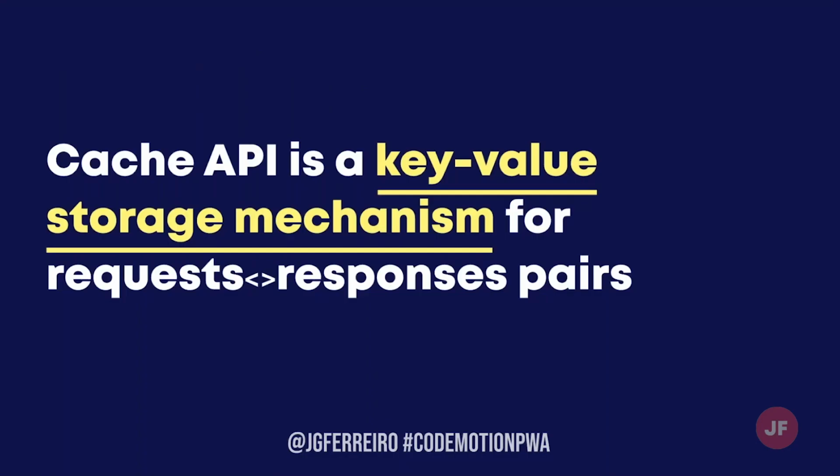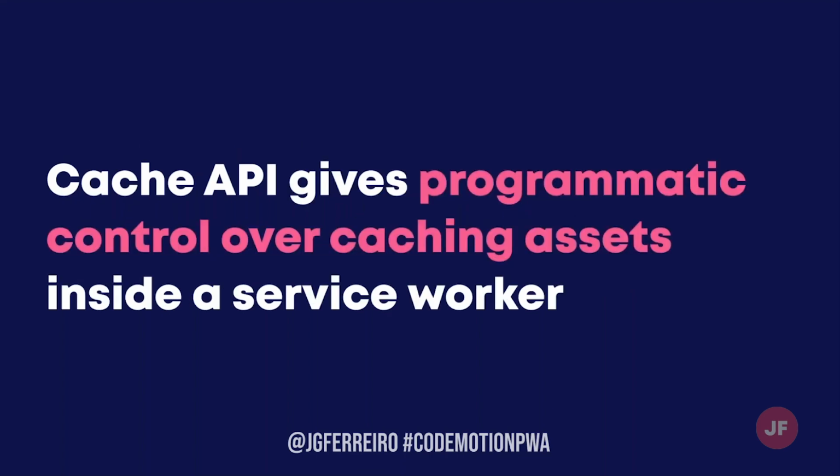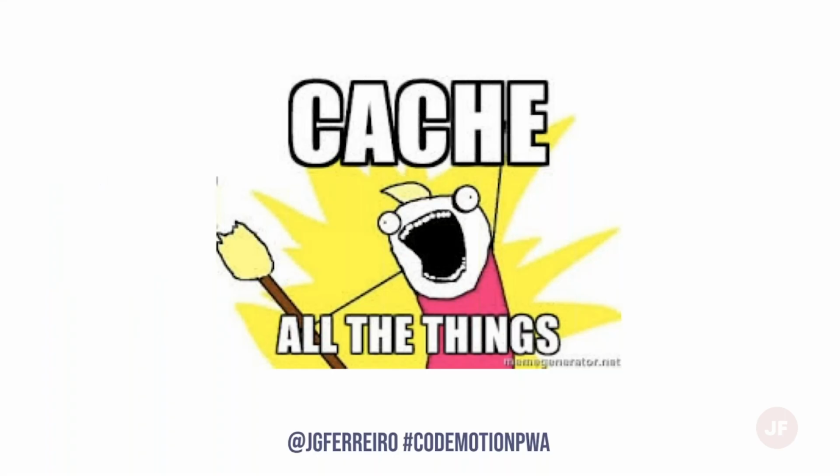So we are going to rely on the Cache API. Basically, the Cache API is a key-value storage mechanism for request/response pairs. The cool stuff about the Cache API is that it gives you programmatic control over caching assets inside a service worker. And I'm putting this meme like "cache all the things." Well, not all the things, but be cautious. But yeah, caching is cool.